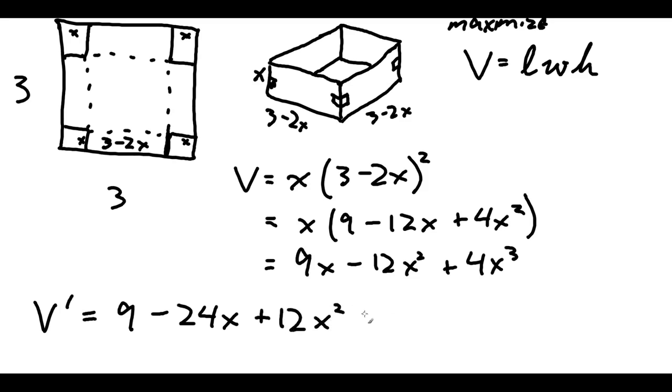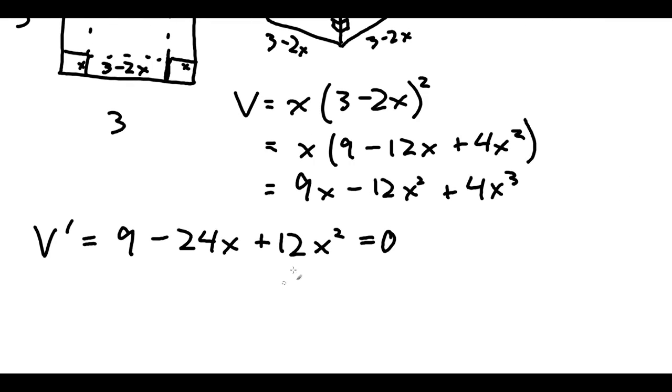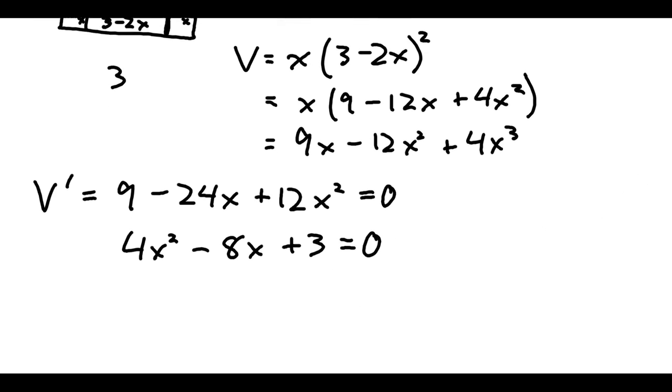And we want to use this derivative to find the critical points of V. This is defined everywhere, so now we set this equal to 0 and solve. Let's rearrange this in descending order of powers and also divide through by 3. We see there's a factor of 3 everywhere. So if we divide out 3 here, it looks like we have 4x squared minus 8x plus 3 equals 0.